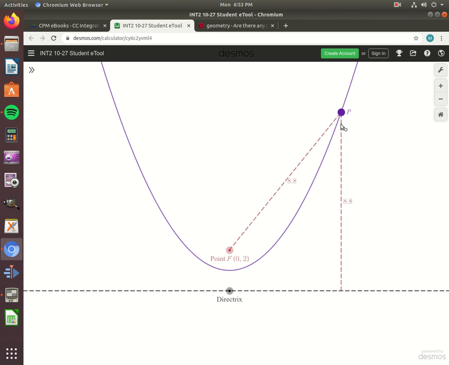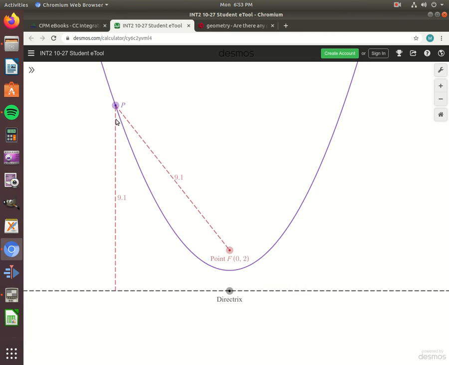I mean, I'm not sure if some of these look closer, like maybe this looks like it would be closer to point F than it is to the directrix, but that is not the case. This directrix, if drawn correctly, will always have the same distance between the two, which is kind of interesting. And that's pretty much it for the lesson for the day.